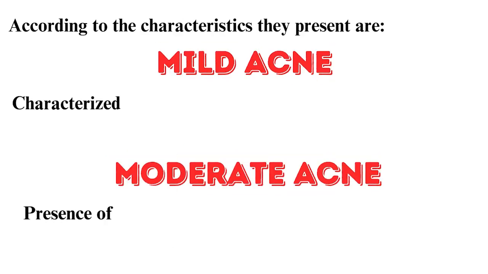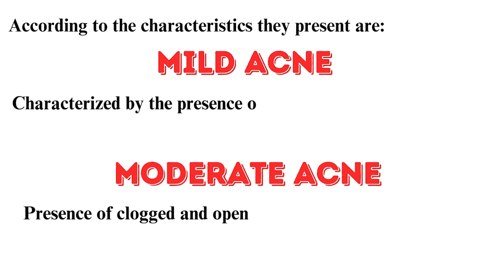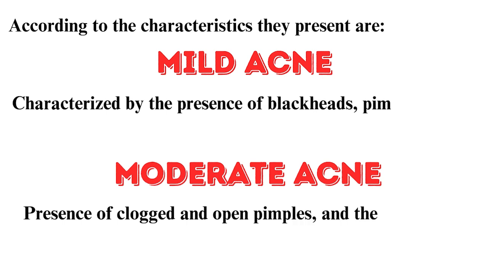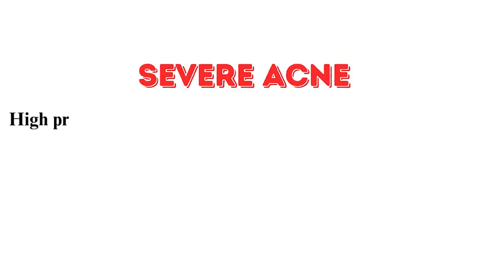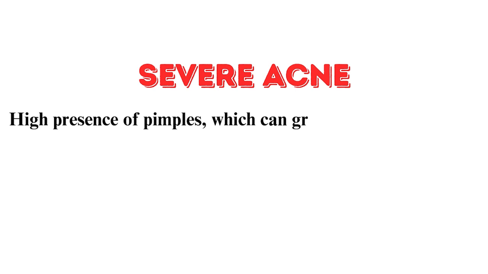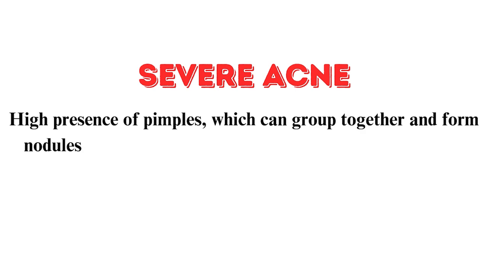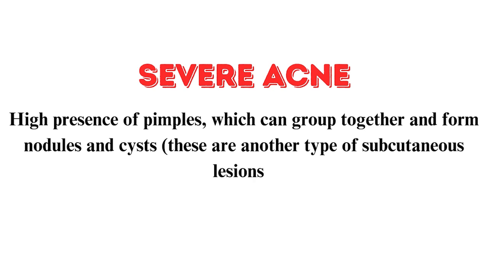According to the characteristics they present are mild acne, characterized by the presence of blackheads, pimples, and red spots. Moderate acne, presence of clogged and open pimples, and the skin may become red and inflamed. Severe acne. High presence of pimples, which can group together and form nodules and cysts. These are another type of subcutaneous lesions.